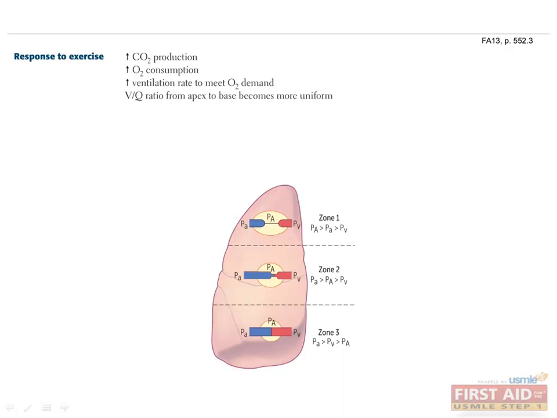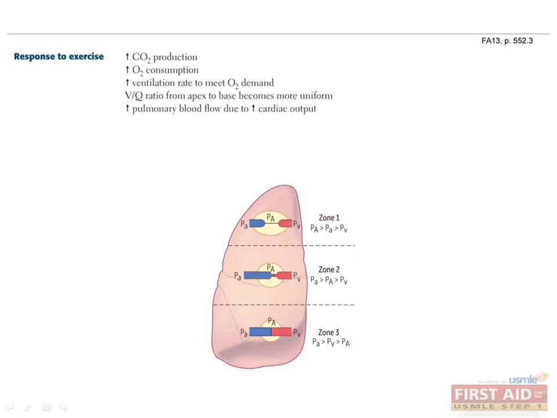So let's wrap up respiratory physiology with exercise. So what happens when you exercise? Well, obviously there's increased oxygen consumption and increased carbon dioxide production. Of course, the ventilation rate goes up to meet this increased oxygen demand, and more specifically, there's an increase in both ventilation and perfusion, and the VQ ratio from the apex of the lungs to the base becomes more uniform. So exercise causes vasodilatation of the apical capillaries, so the pulmonary blood flow you see occurring in zone 3 occurs in the other zones as well.